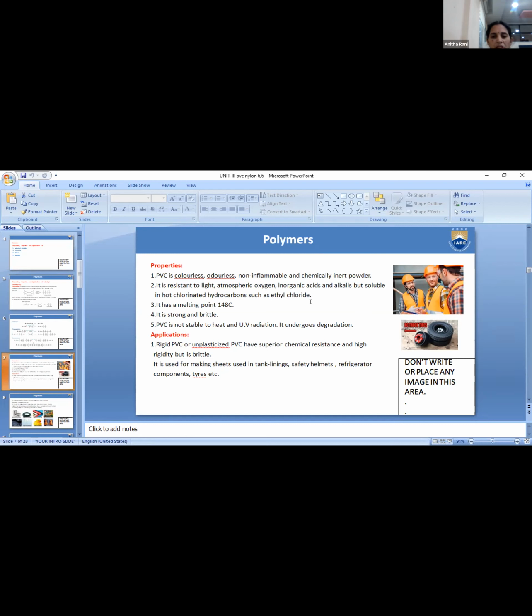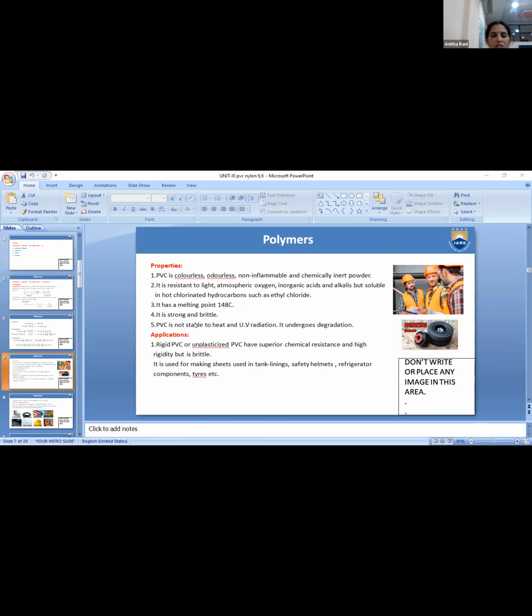For example, PVC is soluble in hot ethyl chloride, but it is resistant to light, atmospheric oxygen, inorganic acids and alkalis. Its melting point is 148 degrees centigrade. And it is strong and brittle. Brittle means easily breakable, but it is strong, though it has some brittleness.